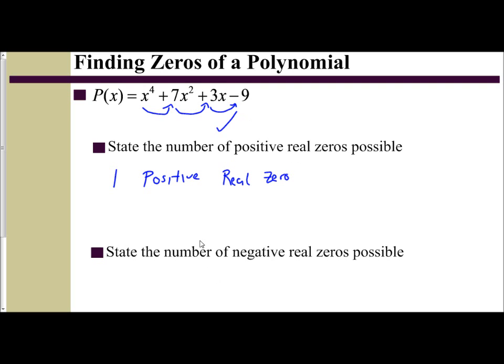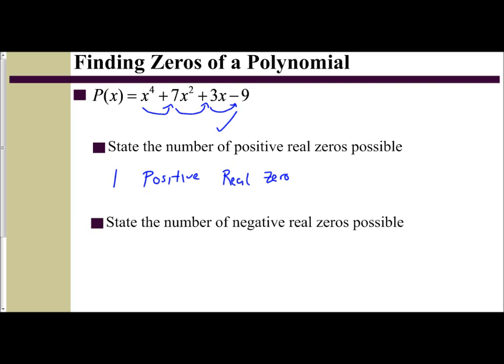Now we do it with our negative x plugged in. So I have negative x to the fourth plus 7 times negative x squared plus 3 times negative x minus 9. A negative to an even power is positive, so I have positive x to the fourth. Negative to an even is positive, so positive 7 times positive is positive 7. Positive and negative is negative, and negative 9.